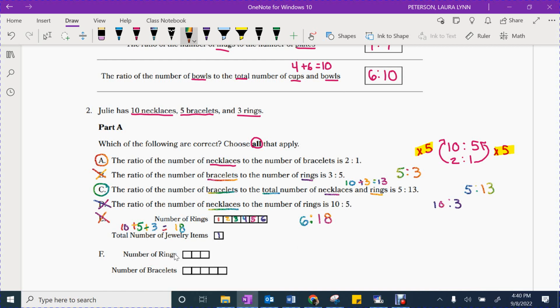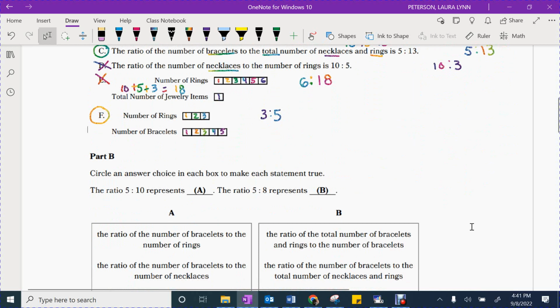F, the number of rings. So I'm just going to count my blocks. 1, 2, 3. And does that match up? Yep, I have 3 rings in the original directions compared to the number of bracelets. 1, 2, 3, 4, 5. Let me see if that matches. Are there 5 bracelets originally in the problem? Yep. So F is another answer choice. We actually have 3 answers on this question.